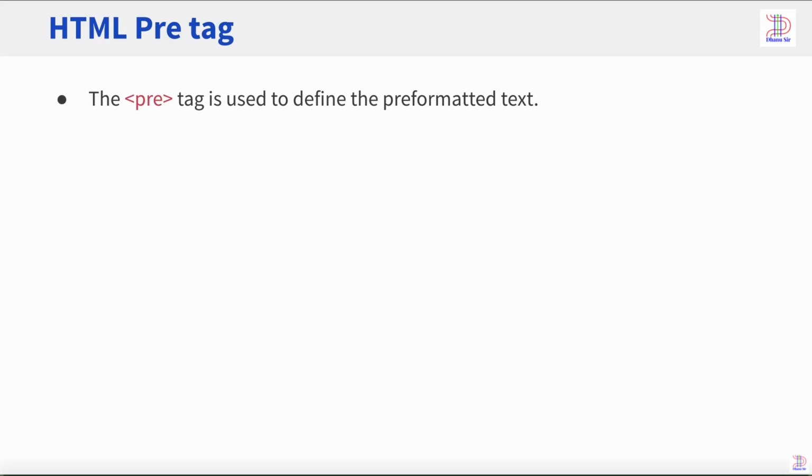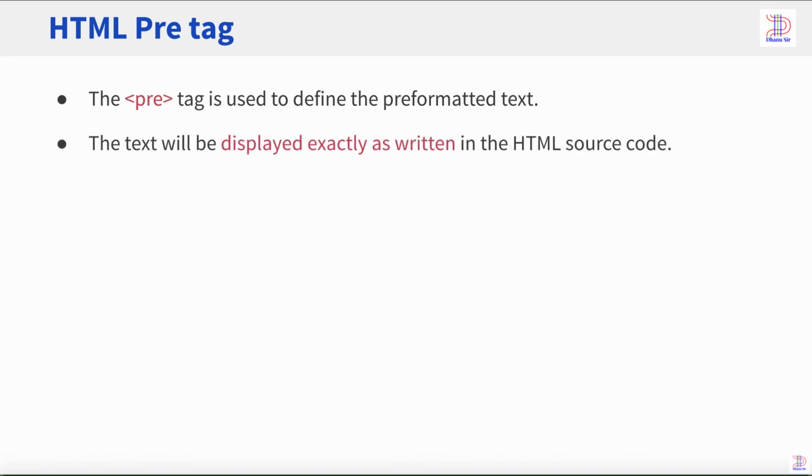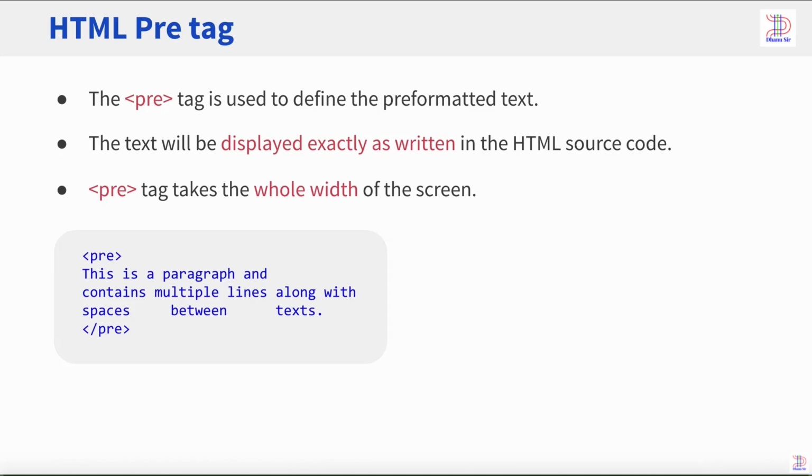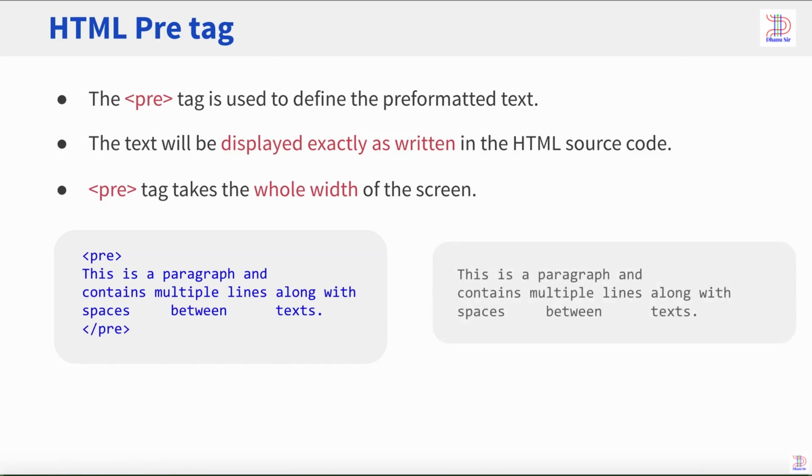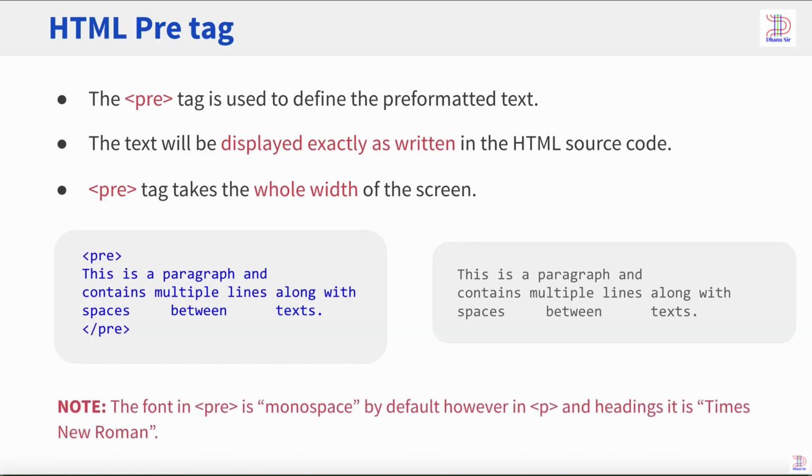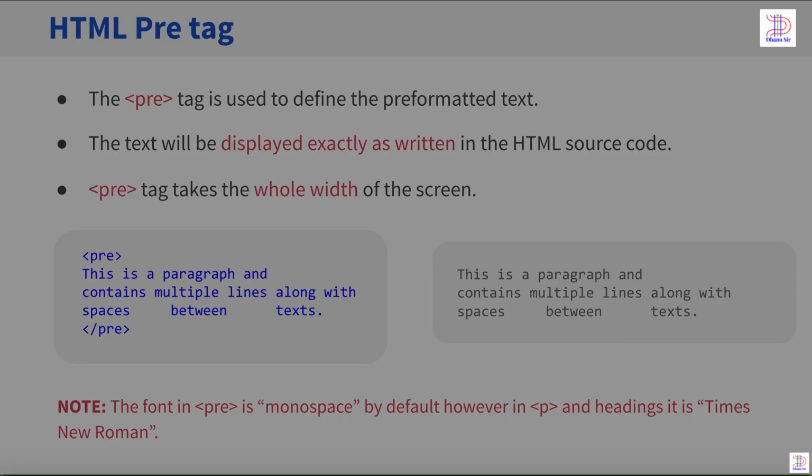The next is the pre tag, which is used to define pre-formatted text. The text in the pre tag is displayed as written. It also takes the whole width of the screen. You can see in the example, I have added 3 lines and also added spaces between a few texts. And the result is almost the same, unlike the P tag. Also note that the font in the pre tag is monospace by default. However, in paragraph and headings, it is Times New Roman.